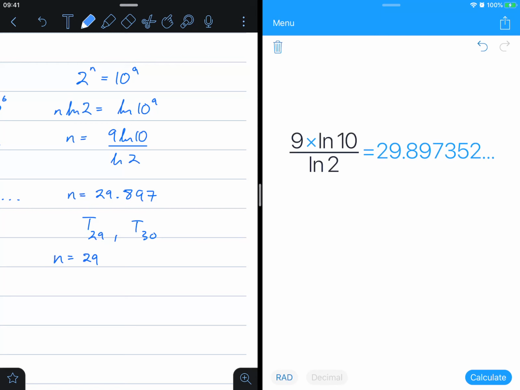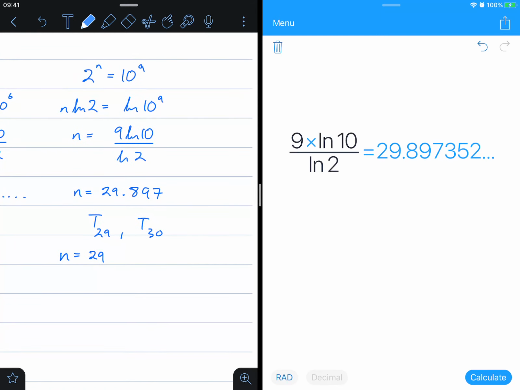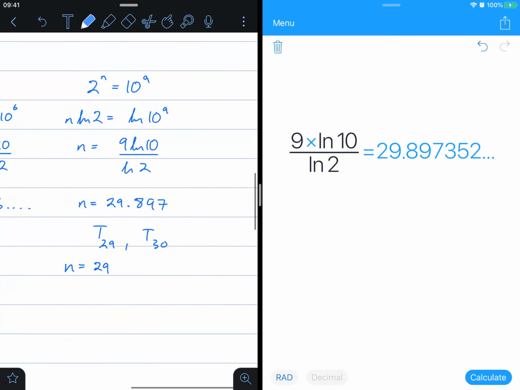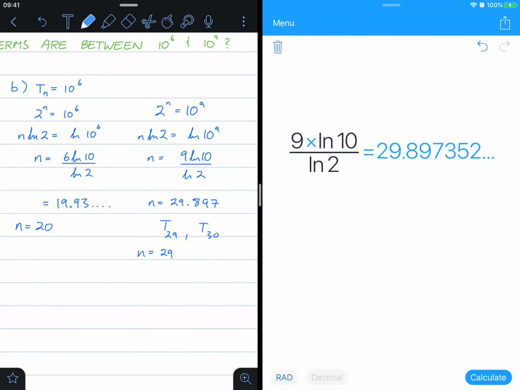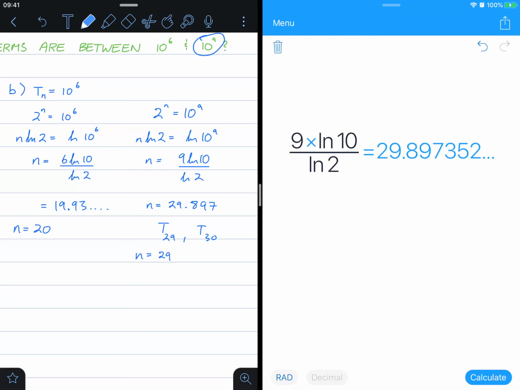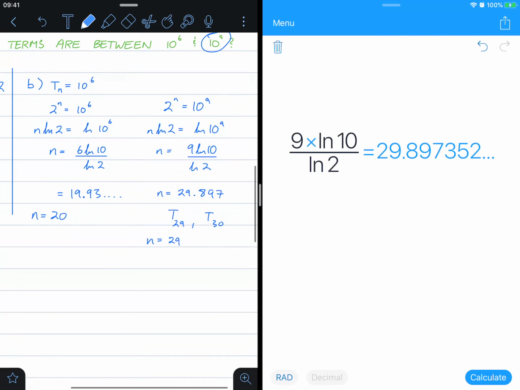So n equals 29. We don't always go up. We need to really consider what values we need. So the 29th term is less than 10 to the power of 9, and the 20th term is the first one bigger than 10 to the power of 6. So how many terms are in between 10 to the power of 6 and 10 to the power of 9? So this is the 20th to the 29th term.